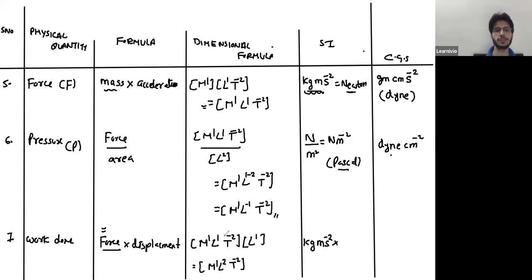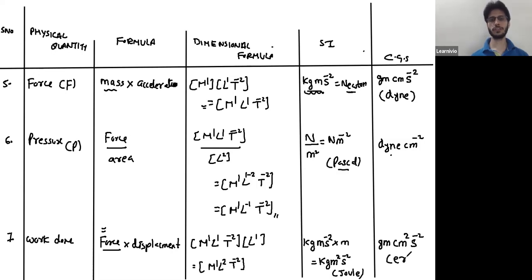Multiplied by that of displacement, which is meter, the combined is kg meter square per second square. In one line, we call this joule. Similarly, you can write the CGS unit: instead of kg you use gram, instead of meter square you use centimeter square per second square, and instead of joule we use erg. So the CGS unit of energy is erg, not joule.